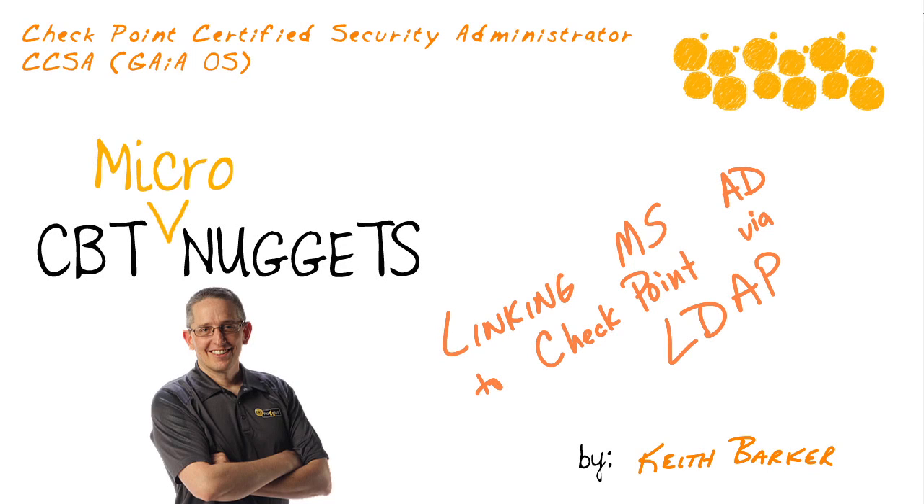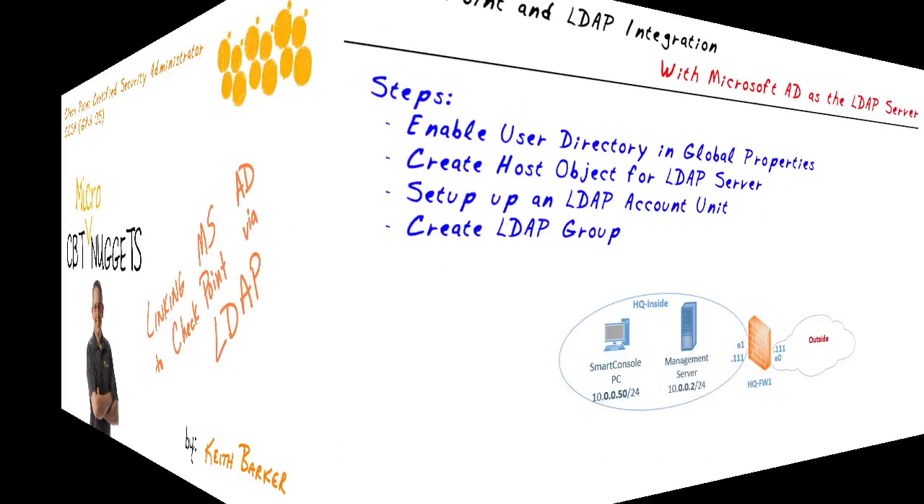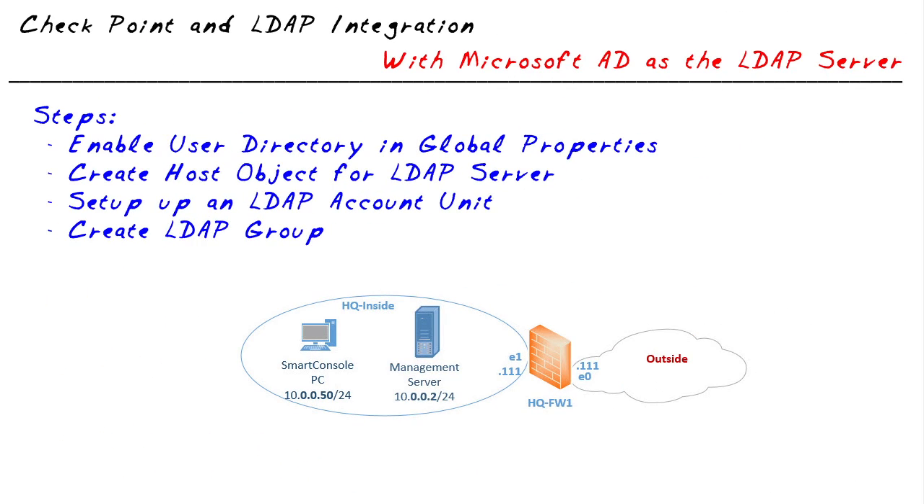In this video, we're going to take a look at linking a Microsoft Active Directory via LDAP to a Checkpoint system. Let's begin. I'd like you to imagine that you and I have 1,000 users inside of our Microsoft Active Directory infrastructure, and we've decided that we want to start leveraging that information, those user accounts that are already set up in our Checkpoint environment, for things like authentication as well as for identity awareness inside of Checkpoint.